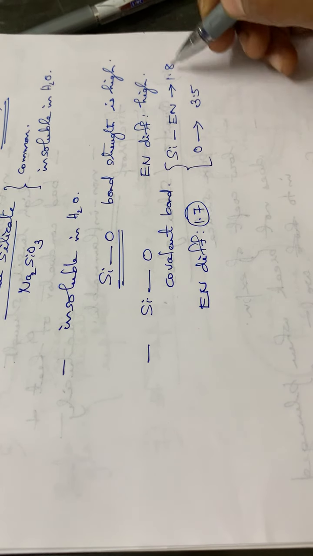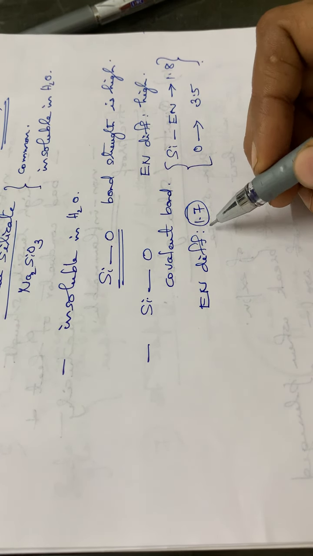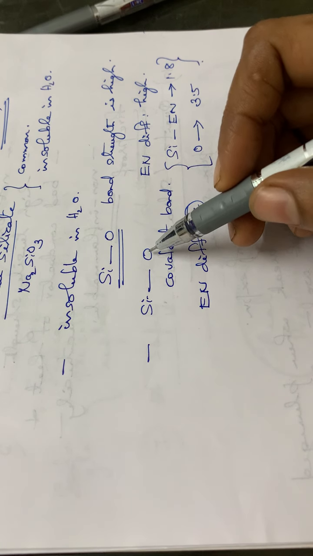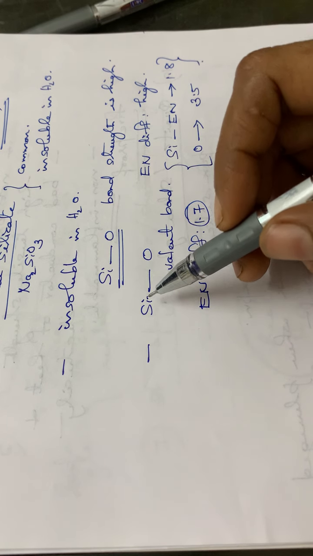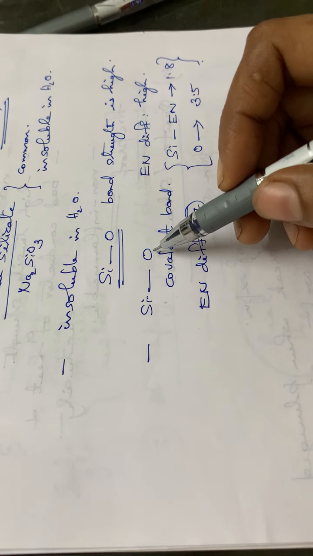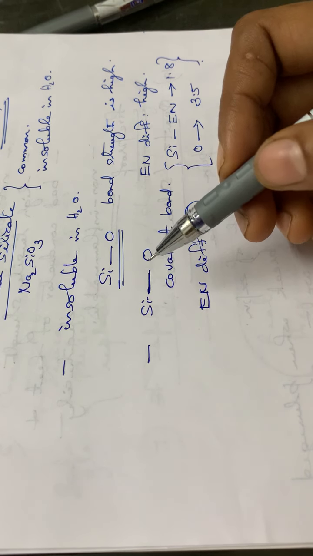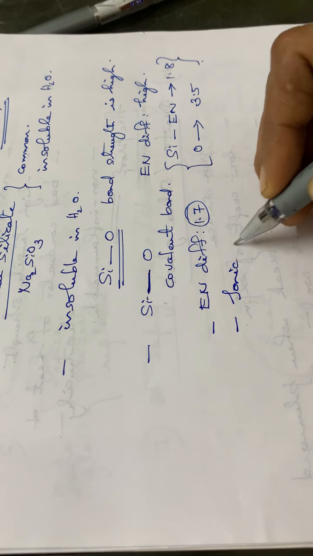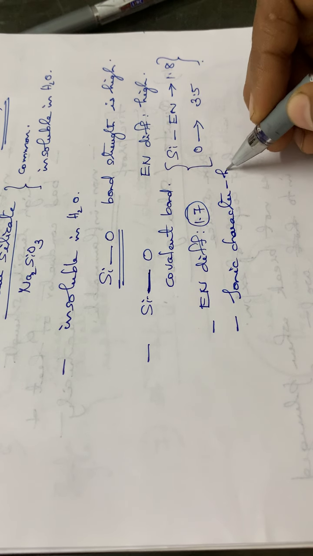If the electronegativity difference is high, as we had already seen in chapter 2, that means there exists a polarity between the two atoms, and as a result ionic character will be developed between silicon and oxygen. So even though it is a covalent bond, there is also a very high degree of ionic character along with the covalent character.